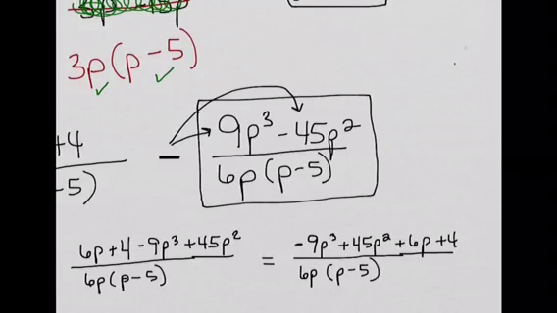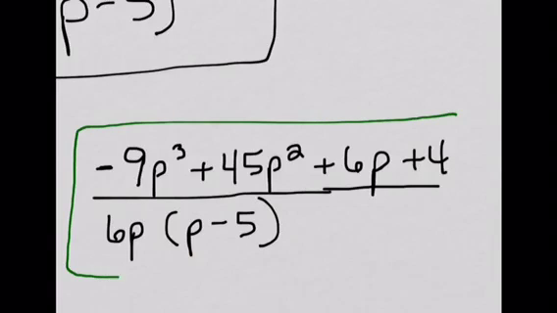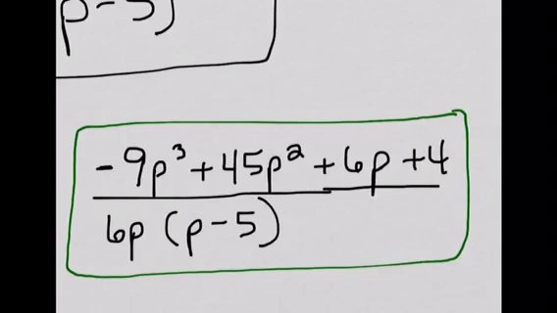Now I want to look at this and I'm going to say, okay, do these things have anything in common that I could cancel out? This is kind of a big answer. Maybe I can make it smaller. Okay, that's step number 6. And negative 9, 45, 6, and 4 have nothing in common. They also don't share any p's because this 4 doesn't have any p's. So there's no greatest common factor that I could factor out to cancel out with like this 6p in the bottom or this p minus 5. So this is actually the final answer right here because there's no simplifying that I can actually do to this particular problem.